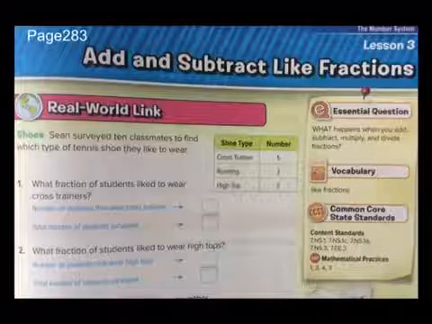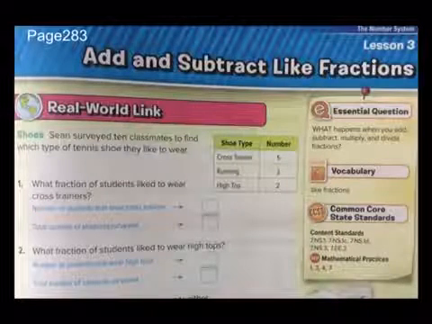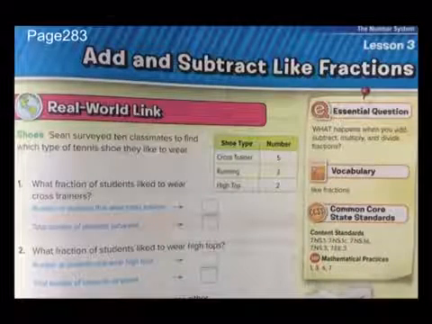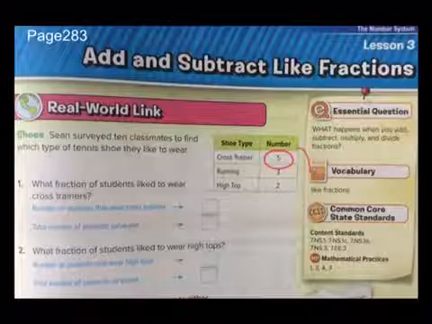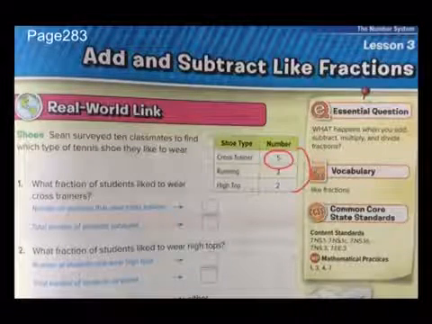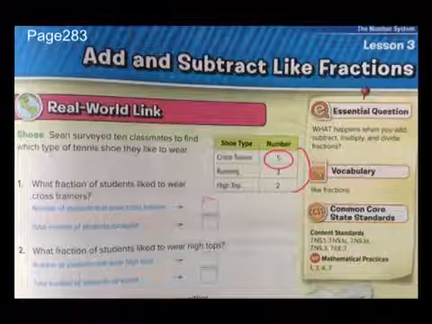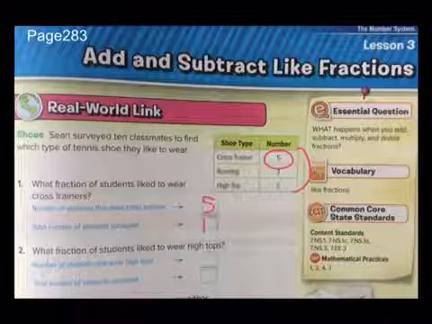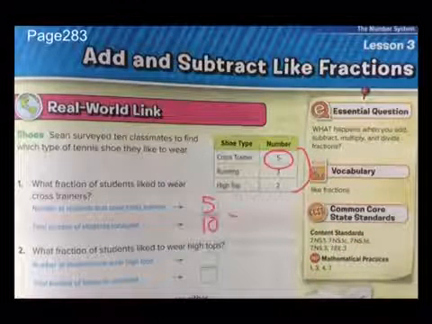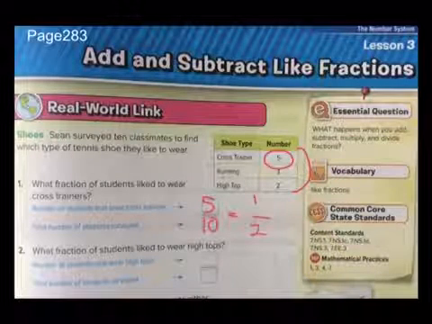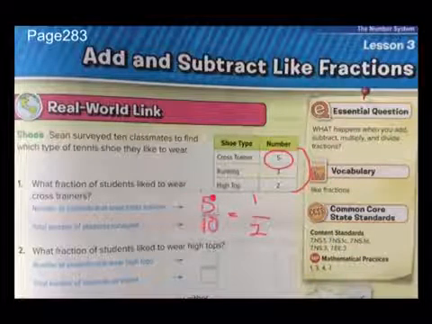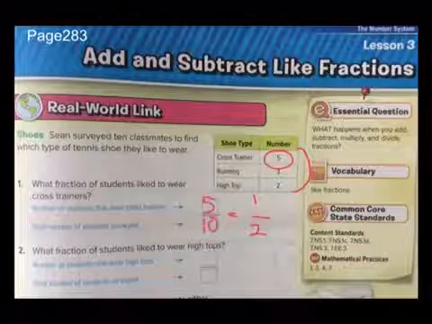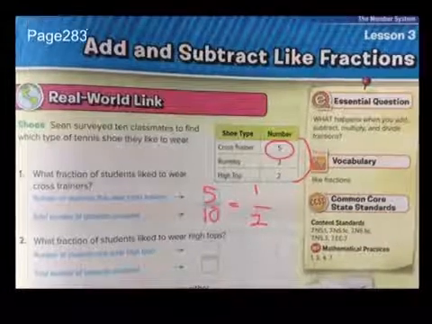Well, as we can see right there, it looks like we have 5 that like to wear cross trainers out of what? How many is in total? Looks like 5 plus 3 plus 2 is 10. So we have 5 out of 10. If we were to simplify that, we could say that half of them like to, because half of 10 is 5. So 1 and 2. Half. Okay, let's see here.